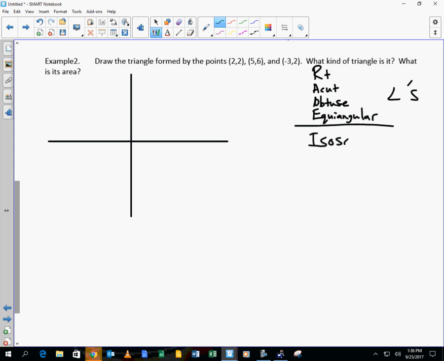Isosceles is the most popular one mentioned. Equilateral. And scalene. Okay, all right. So isosceles, 2 sides are the same. Equilateral, 3 sides are the same. And scalene, no sides are the same. So I'm going to plot these points. 1, 2, 3, 4, 5, 6.